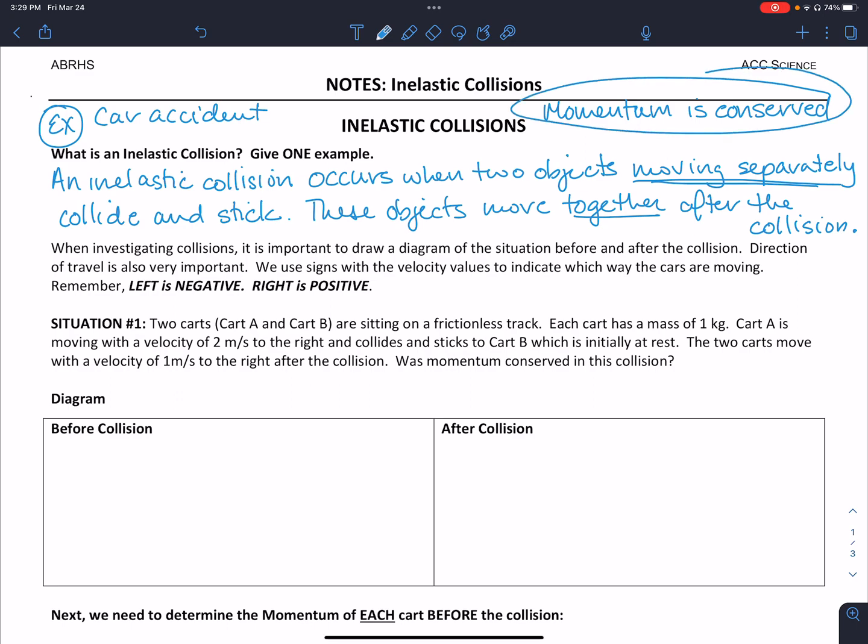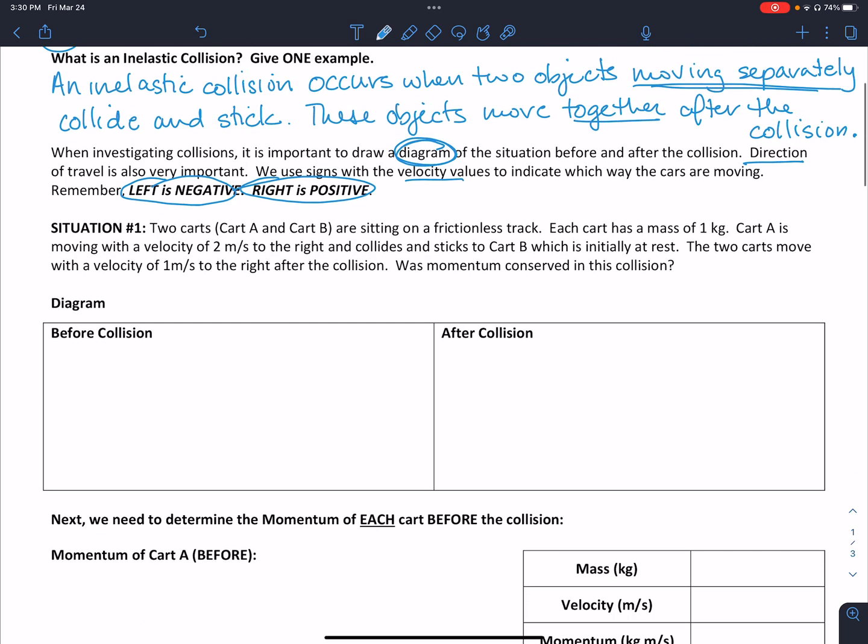As I said before, when we investigate collisions, drawing diagrams is really important, showing the before and the after. We need to monitor direction of travel. And if we know velocity and mass, that's important to include too. Remember, left is negative, right is going to be positive. So let's look at our situation.